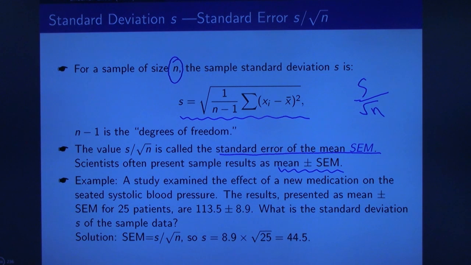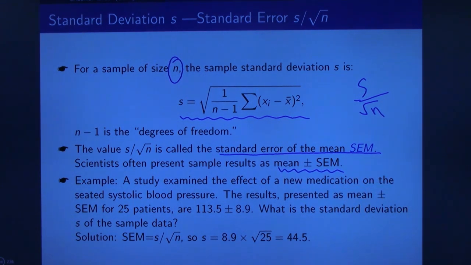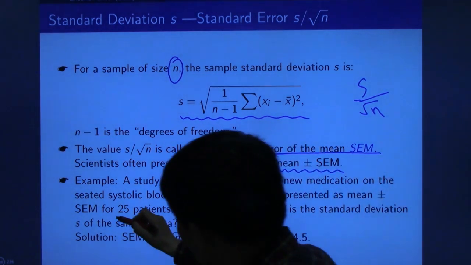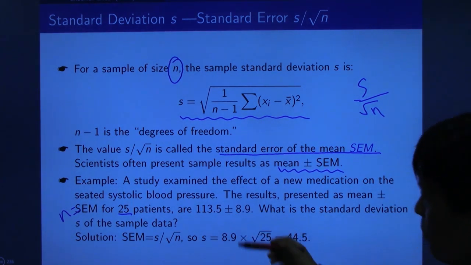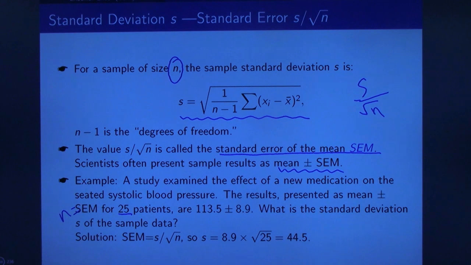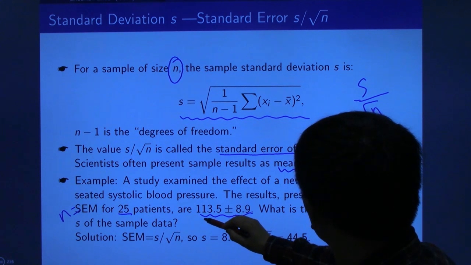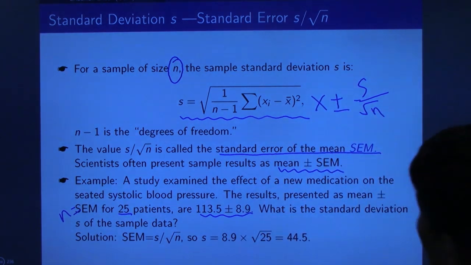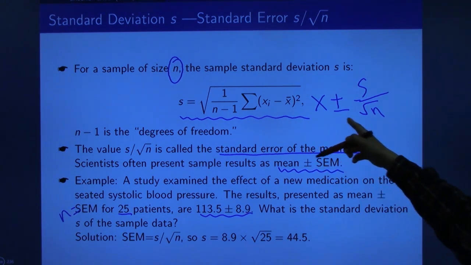We have an example here. A study examined the effect of a new medication on the seated systolic blood pressure. The result is presented as the mean plus and minus the standard error of the mean. For the 25 patients, so n equals 25, it is 113.5 plus minus 8.9. We know this one is the mean, x bar, plus minus this, which is called the standard error of the mean. The result will be represented in this format.